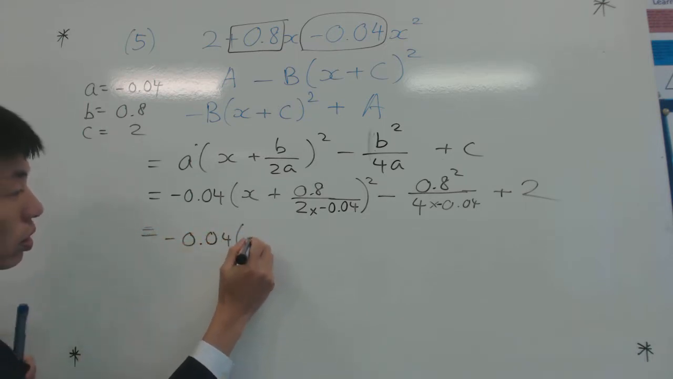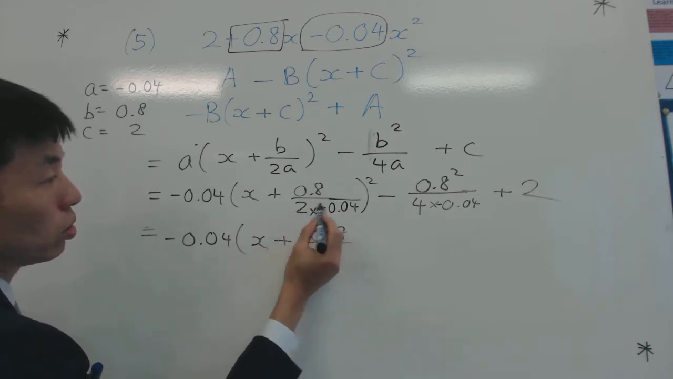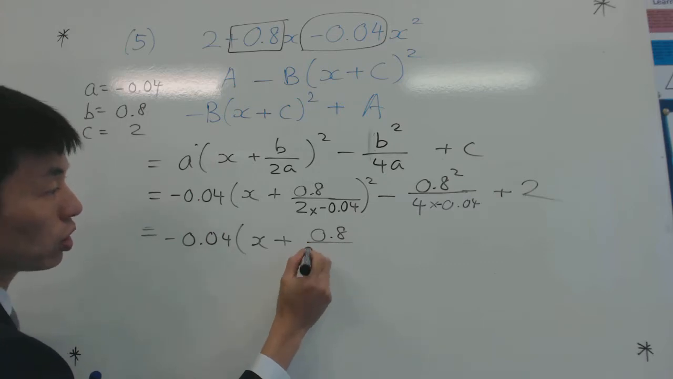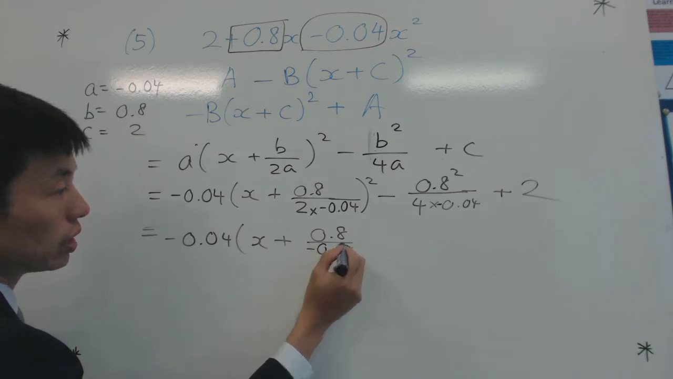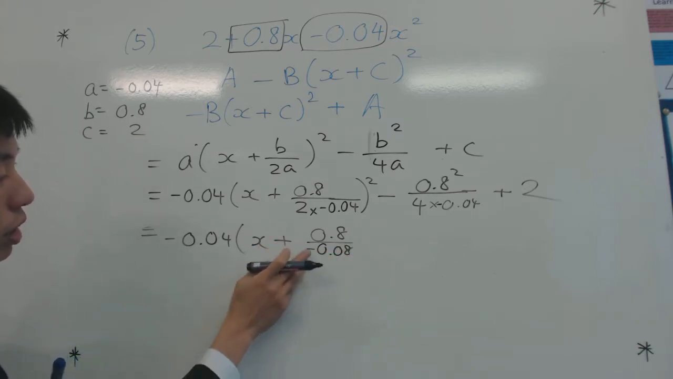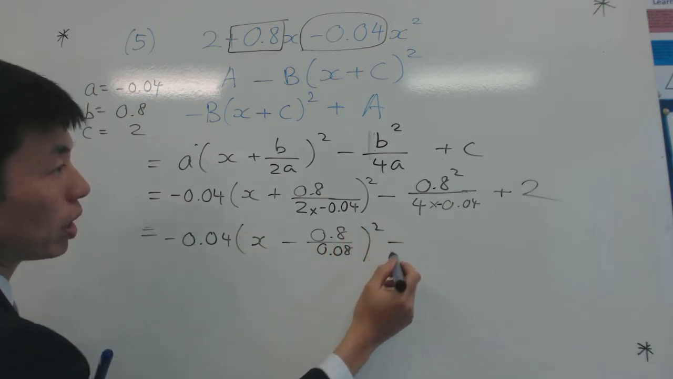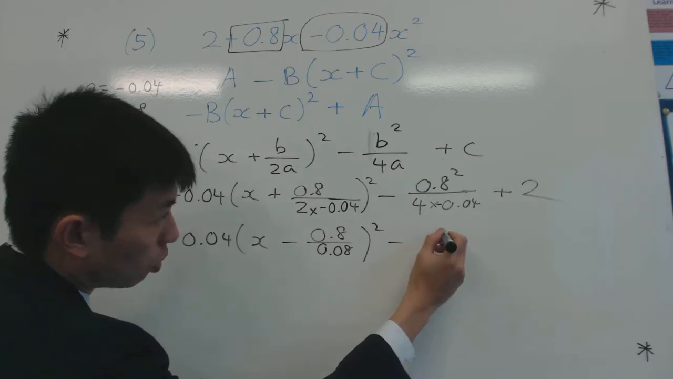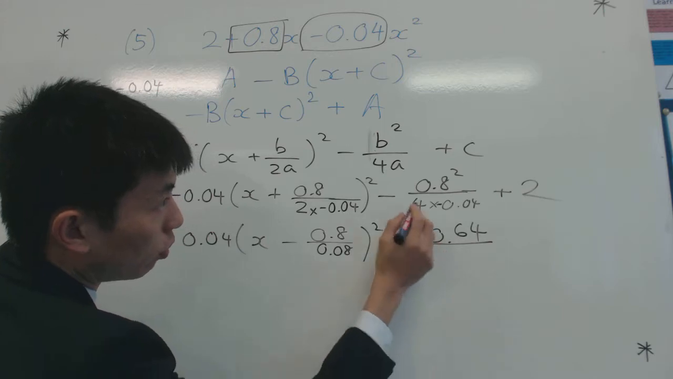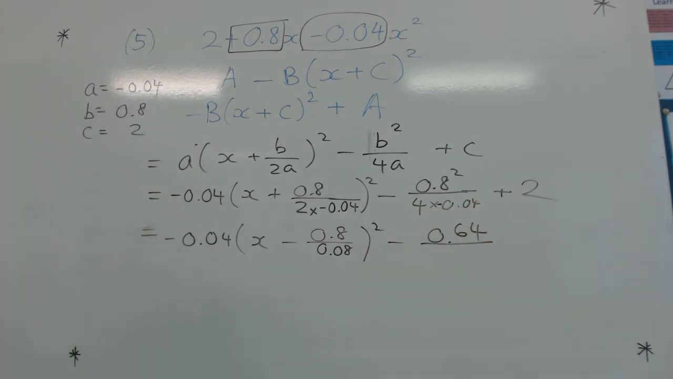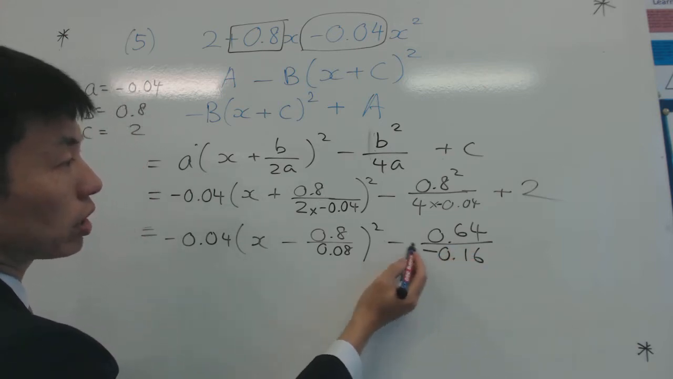Okay, so minus 0.04. So 0.8 over 2 lots of 0.04, which is going to be a negative 0.08. Now plus and the minus makes a minus, so we can swap that to become minus, and squared, minus 0.8 times 0.8, which is 0.64, over minus 4 lots of 0.04, which is 0.16. So it's going to be negative 0.16. So again, minus and minus makes a plus 2.